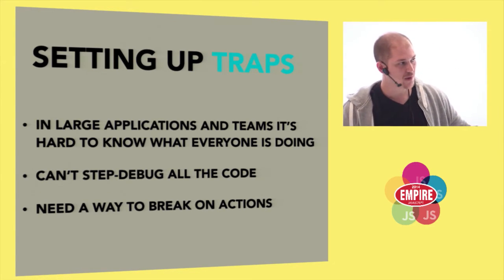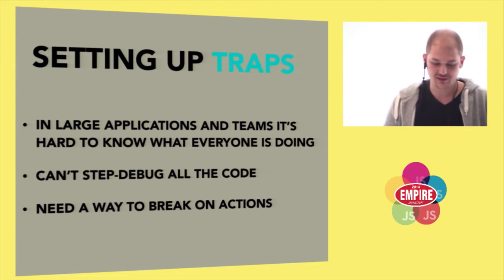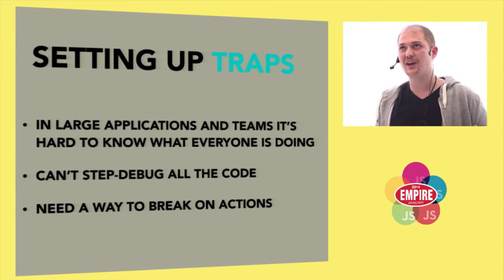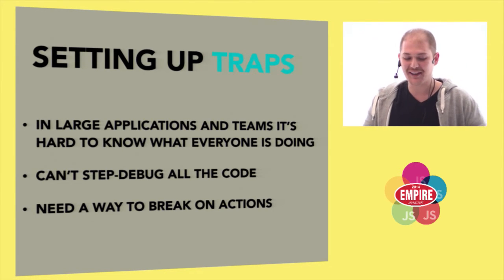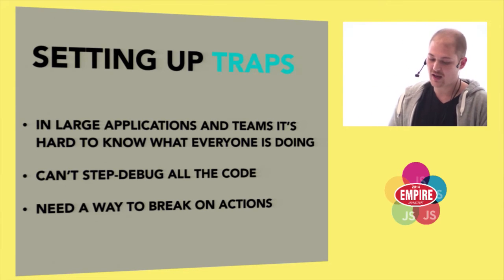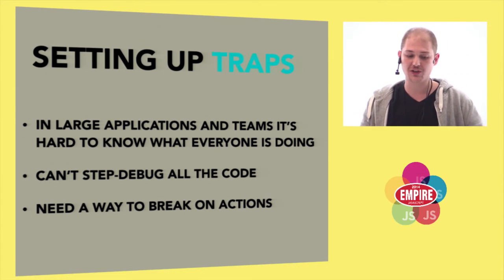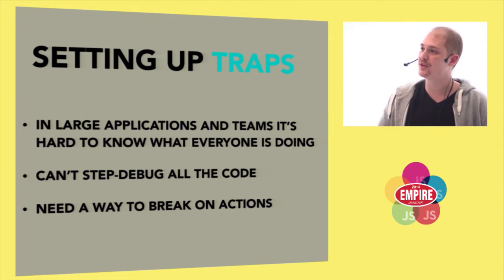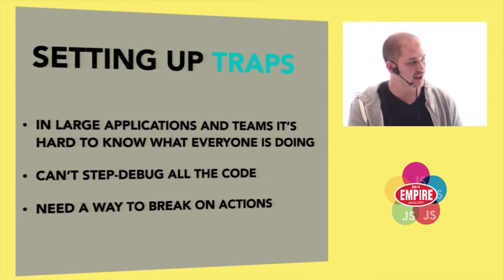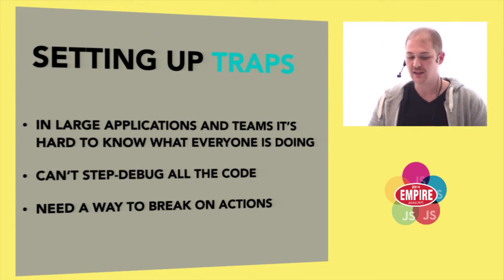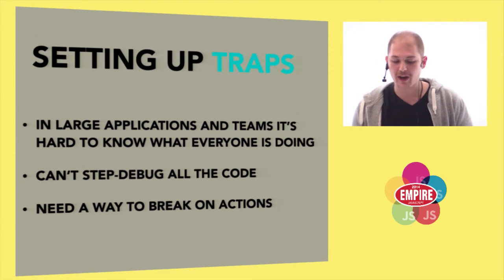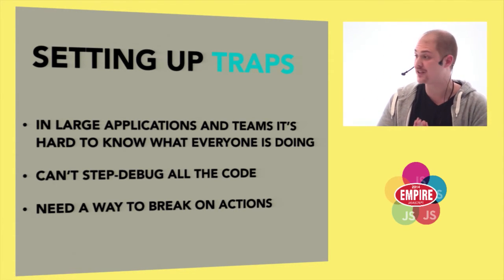So this tip, I call it setting up traps. As teams grow and applications grow into many modules, and as the different interactions between the modules grow, it becomes really hard to know what part is touching what part and what code is changing what state. It's going to be hard to step debug all your code paths and be able to get all the information you need. It's almost impossible to keep the entire system in your head. We need a way to break on certain actions without needing to have explicit breakpoints.